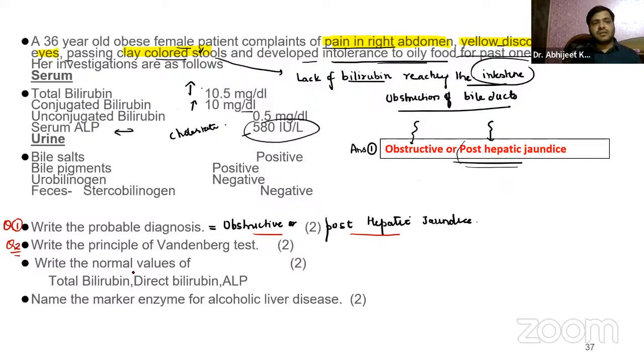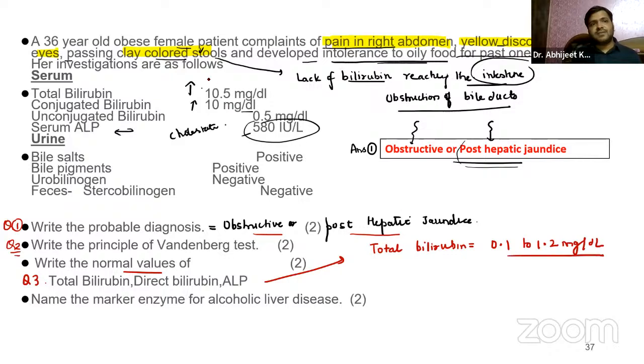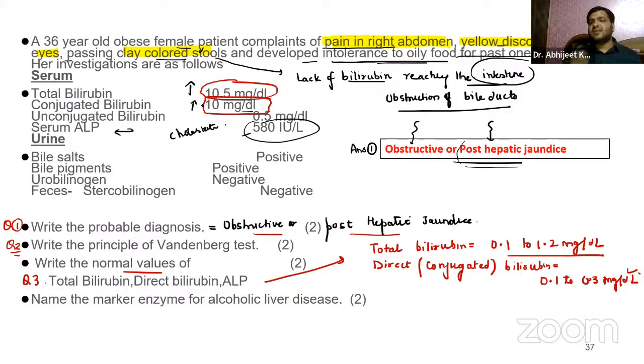Now, coming on to the next question, guys, they're asking the normal values of total bilirubin, direct bilirubin and ALP. Total bilirubin, remember, is 0.1 to 1.2 milligram per deciliter, and you can see over here it is 10.5, so it is automatically increased. Direct or conjugated bilirubin is 0.1 to 0.3 milligram per deciliter, and you can see it is also increased.